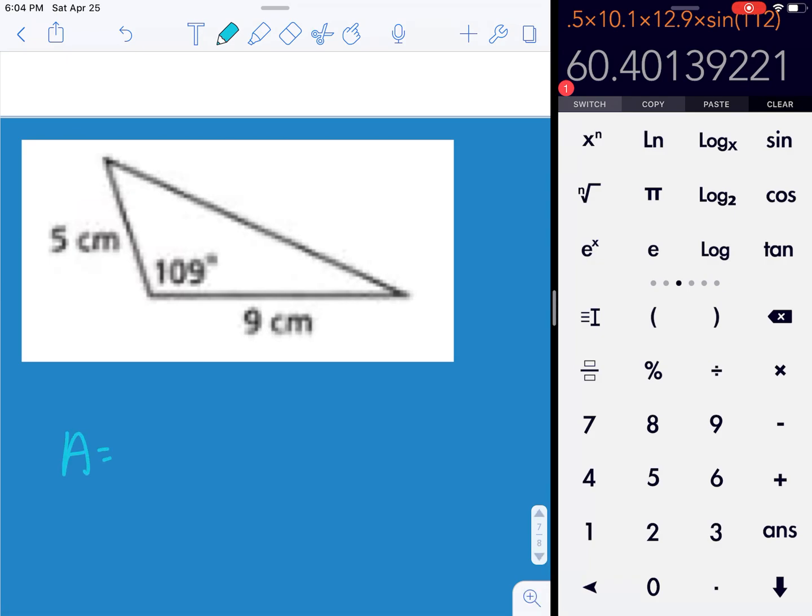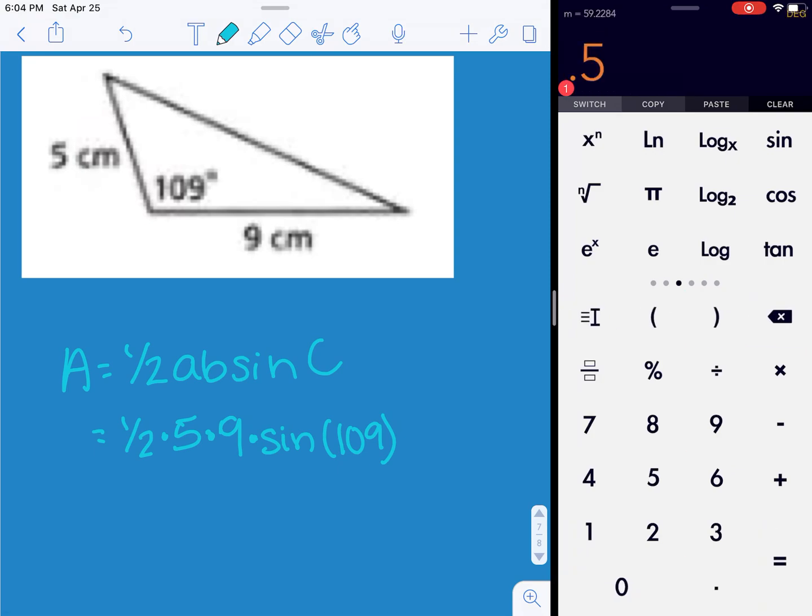All right, our last example, same exact thing. Start with your formula. Area equals 1/2 AB times the sine of C. Substitute all of your values. My sides are 5 and 9. Those go in for A and B. Order doesn't matter. The angle between them is 109. That goes in for C. And then it's just plug and play.